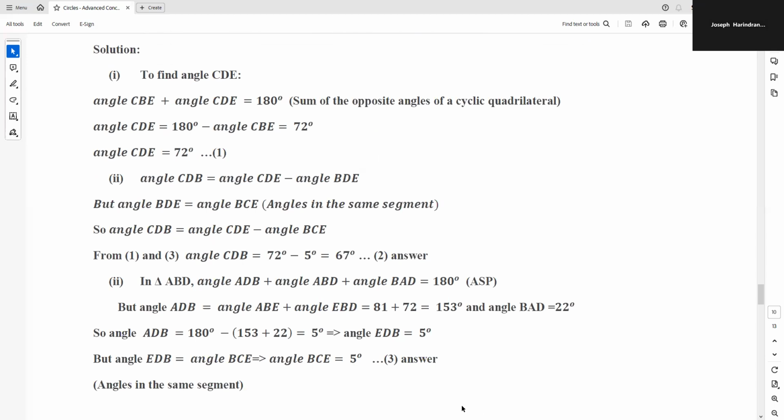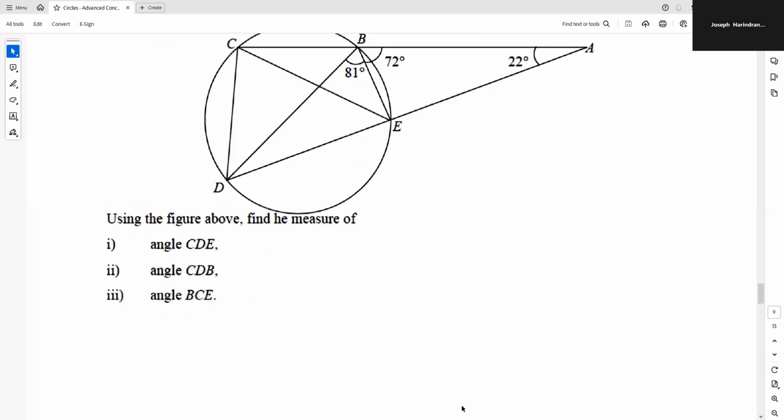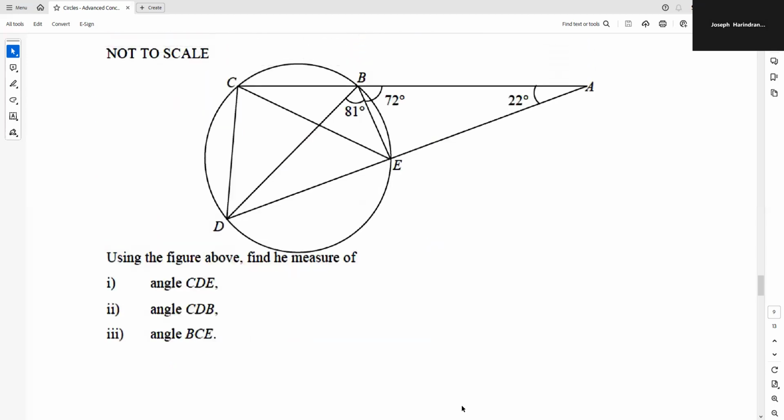To find angle CDE, you can refer to the figure actually. See, this is a cyclic quadrilateral. The opposite angles of a cyclic quadrilateral, what you learned in 9th, are supplementary: angle CDE plus angle CBE is equal to 180 degrees. So what is CBE then?